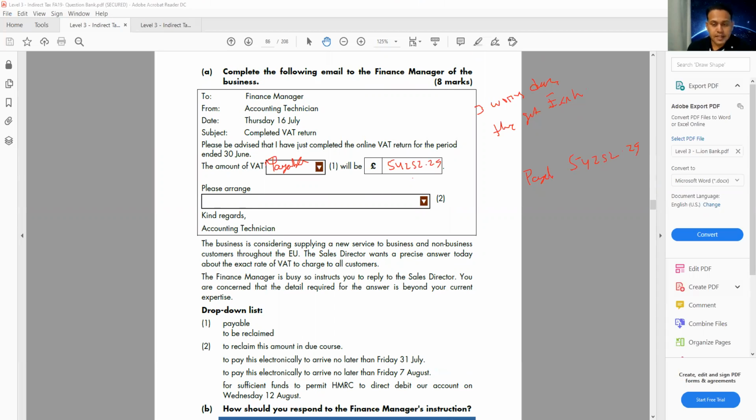And we're going to pay by direct debit. So let's have a look. It's a please arrange. What will be the answer here? Okay, Limji and Dora, you are saying sufficient funds permitted by 12th of August. So you are saying this is the answer. Can anyone tell me how they end up with the 12th of August? Why is it 12th of August? Because 30 June is the VAT period end, and we have 3 working days extra because we pay by direct debit.